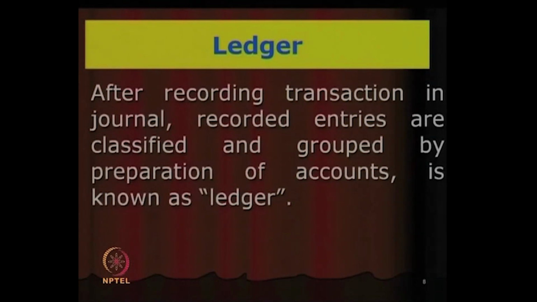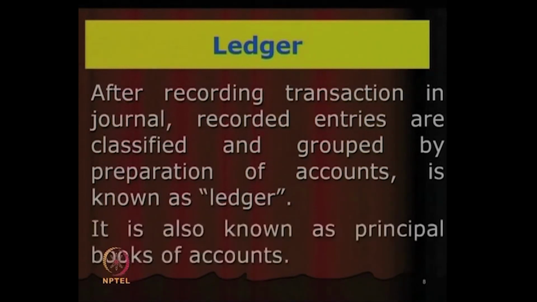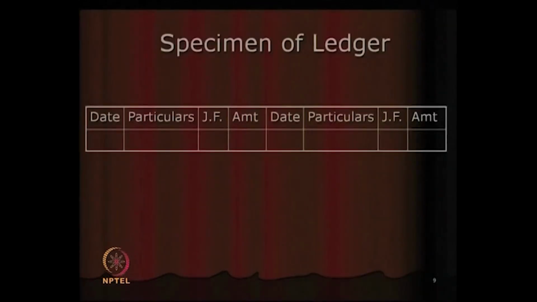As I told you just now, after recording the transaction in the journal, the entries are classified and grouped and they are transferred to another book, that is known as ledger. This is a format. So, in the ledger you show date, particulars, JF is a journal folio from where this entry has come, and the amount.